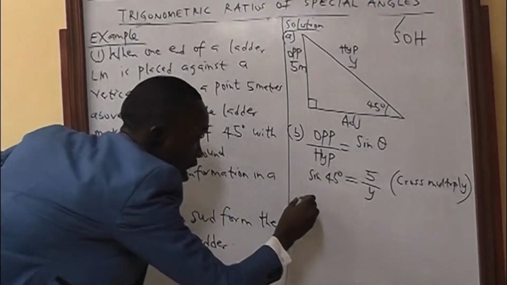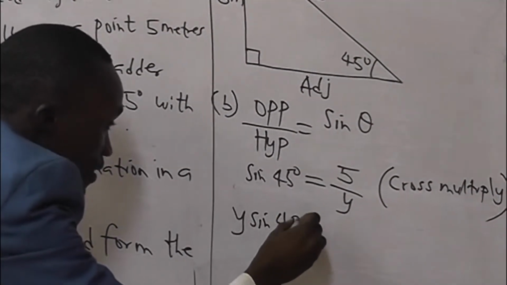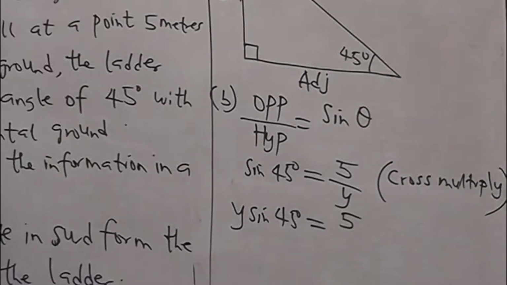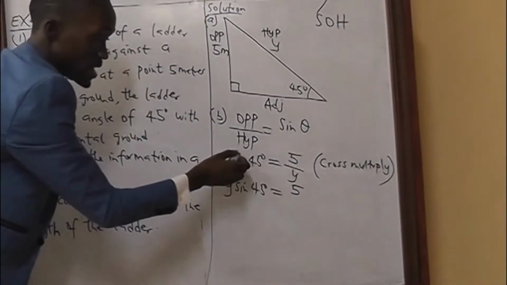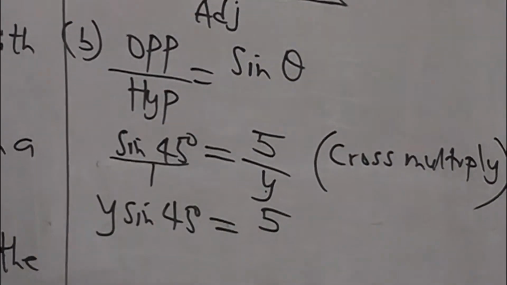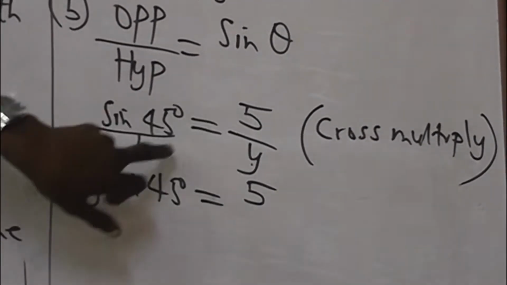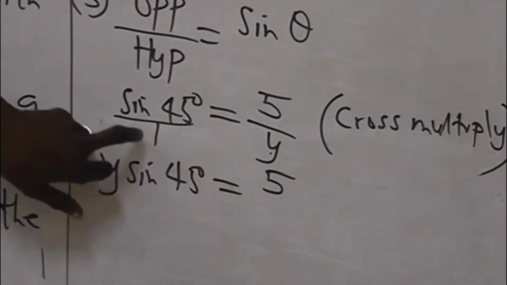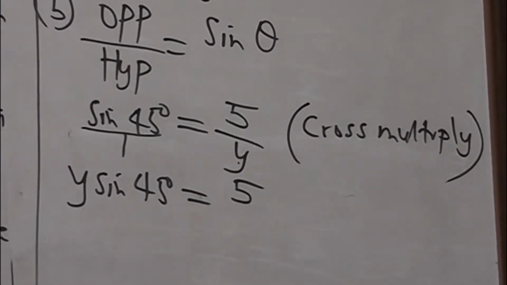By cross multiplying, we have y sine 45 is equal to 5. By cross multiplying, this one we multiply this, then this one we multiply an invisible 1 that we have here, because if you divide sine 45 by 1, we are still going to have sine 45. So if we multiply 1 by 5, we still have our 5.